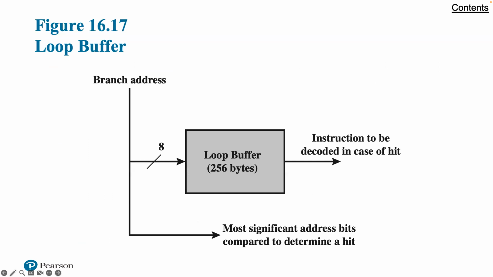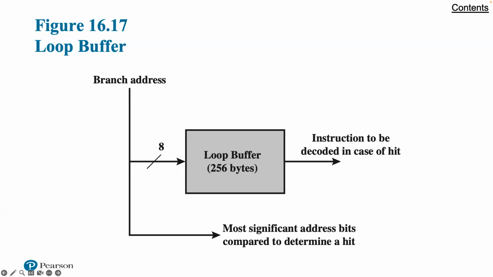Figure 16.17, which we're showing now, gives an example of a loop buffer. If the buffer contains 256 bytes and byte addressing is used, then the least significant 8 bits are used to index the buffer. The remaining most significant bits are checked to determine if the branch target lies within the environment captured by the buffer. Among the machines using a loop buffer are some of the CDC machines and the Cray-1 machine.